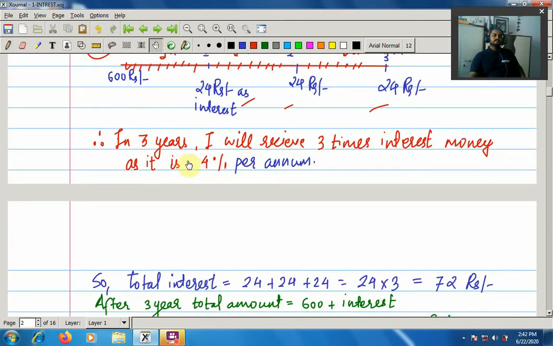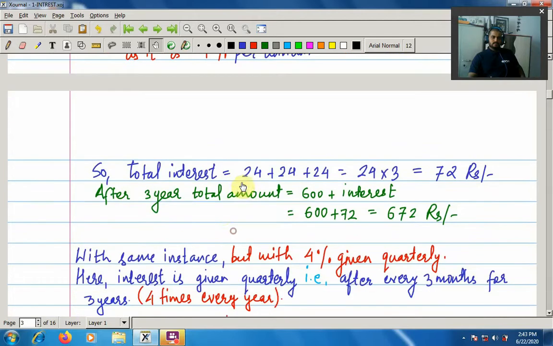Total interest. So in 3 years I will receive 3 times interest money, as it is 4% per annum. So total interest is 24 plus 24 plus 24, 72 rupees. So I've invested 600, kept for 3 years. Definitely I'm going to get interest money on 600. So total 600 plus 72, 672 rupees. I'm going to withdraw this much money after 3 years.